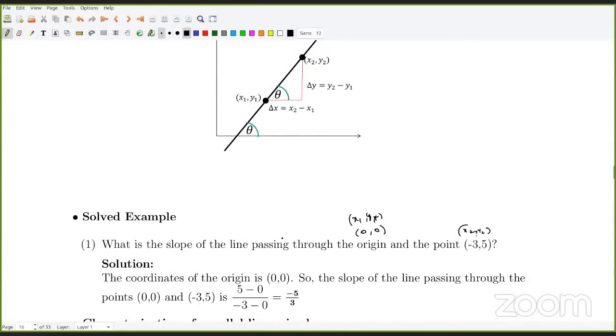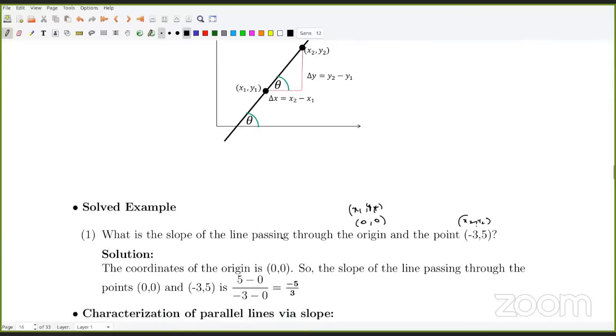Sir, just one point. Whether we take y2 minus y1 or y1 minus y2, it doesn't make a difference, as long as we maintain the order: if we take y2 minus y1, then we take x2 minus x1, but if we take y1 minus y2, then we must take x1 minus x2. So that should be the approach. Correct, thank you, sir.